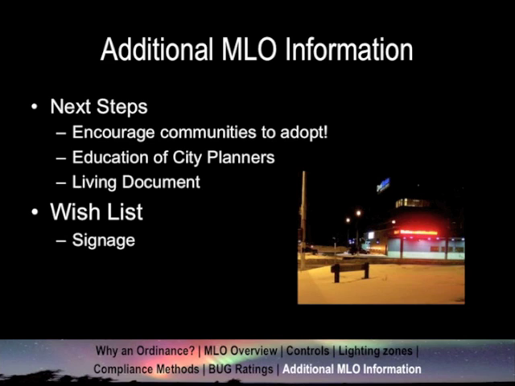What we have heard is that the performance method is producing higher light levels than what a lot of cities really want. Those are now in the process of being lowered and made more in line with the prescriptive method. What's on our wish list?